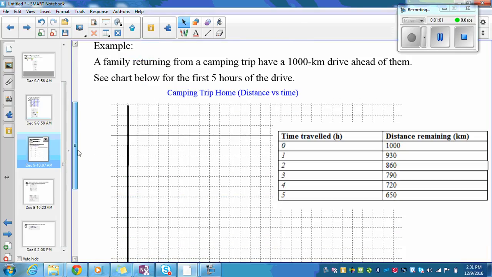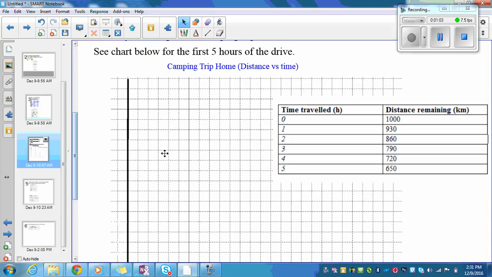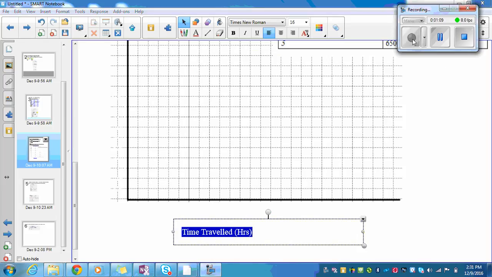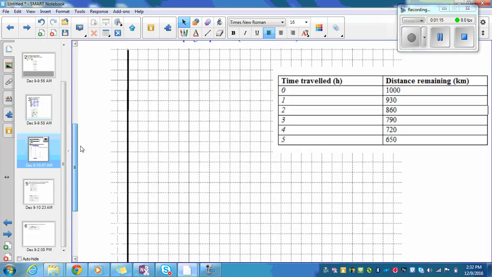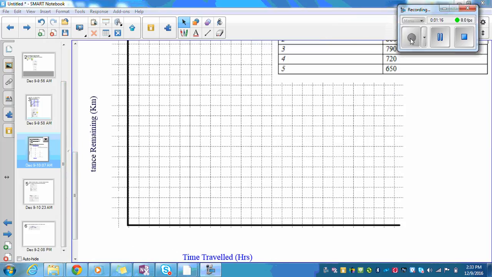We also have to do labeling of the axes. So usually time is an x-axis and distance is a y-axis. So we have time traveled, and then along the side we're going to place distance remaining.